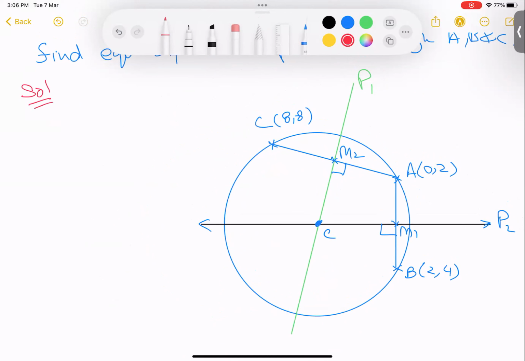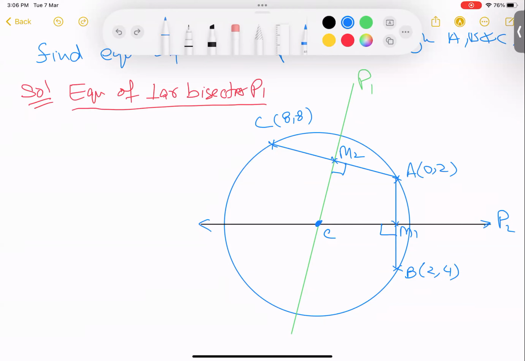Job number one. I'm looking for the perpendicular bisector equation number one, the equation of P1. So the equation of perpendicular bisector P1 is my job number one. Let's see how we can fulfill it. First of all, I need M2. How to find M2?